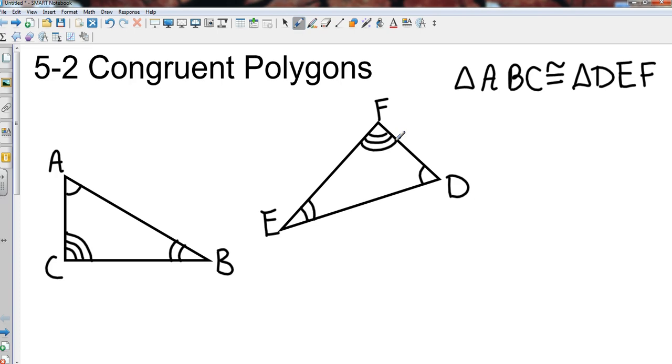The first 2 letters in the ABC triangle are obviously A and B, which makes them congruent to D and E. So this side is congruent to this side. BC is congruent to EF, which leaves our small sides remaining, which is CA and FD. So again, order is important when listing corresponding sides and angles.